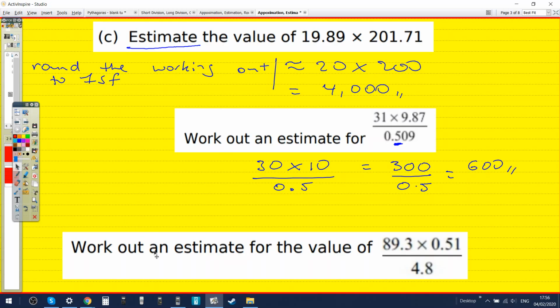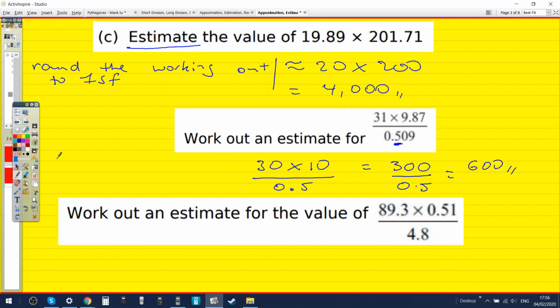Very similar one. How about the one on the bottom? So it would be 90 times 0.5. So it would be 45. Yeah. And then on the bottom would be 5. Yeah. And then it would be 9. Well done. Great. Round the working out to one significant figure and then go from there. Any questions about that one?